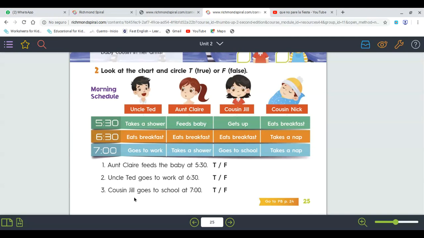Number three, cousin Gio goes to school at 7 o'clock. 7 o'clock, cousin Gio goes to school. Excellent, it's true. Well, these are the pages that we have to develop in our student book.